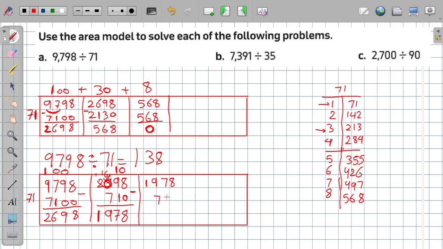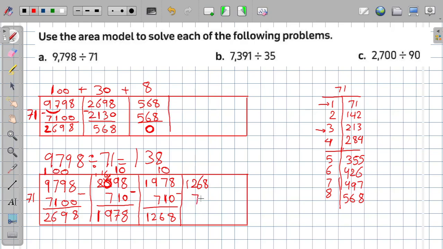And I will do the operation again. I will take 710. 710 divided by 71 equals 10. So 8 minus 0 equals 8, 7 minus 1 equals 6, and 19 minus 7 equals 12. So the remainder here is 1,268.